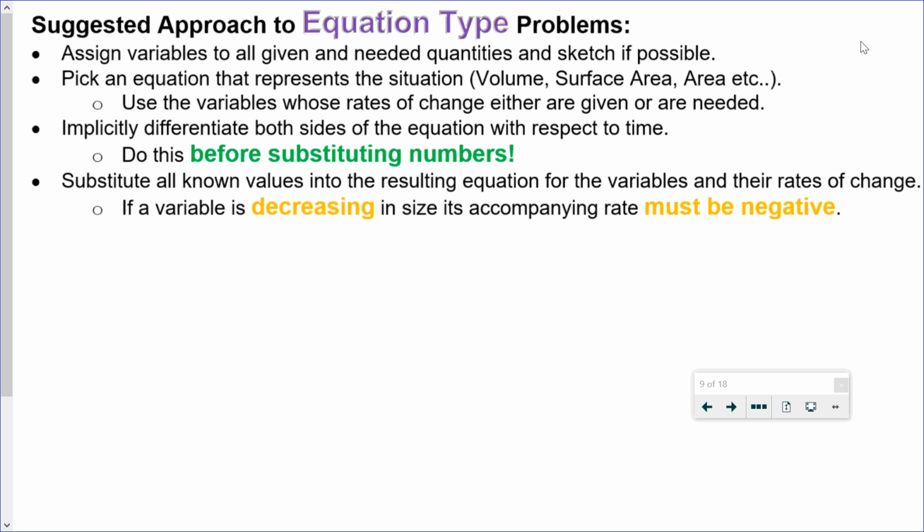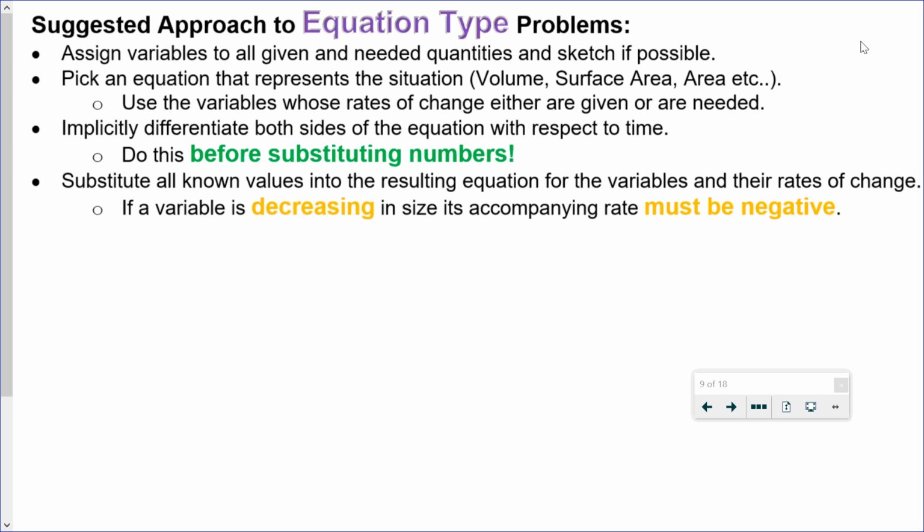I always find it useful, if possible, to sketch a diagram just so I can visualize what's going on. Now, I want you to only use variables whose rates of change are either given or needed. Sometimes, even though a formula has 3 variables, we only have rates of change for 2 of them. So I want to write the third variable in terms of the other 2 variables. Remember, there's only one thing I can't know.